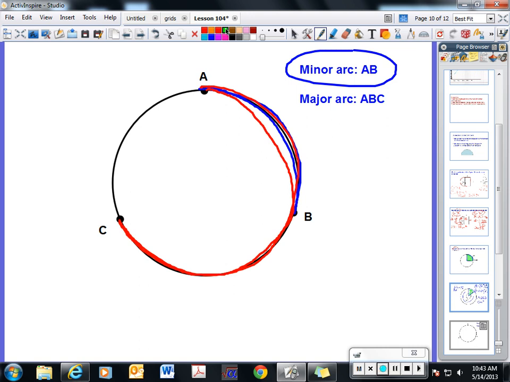If I just said major arc AC or arc AC, they would think it was the green one. We don't want the green one. We want the major arc to represent the red. So major would be more than a half circle, needs 3 letters. Minor arc, 2 letters.